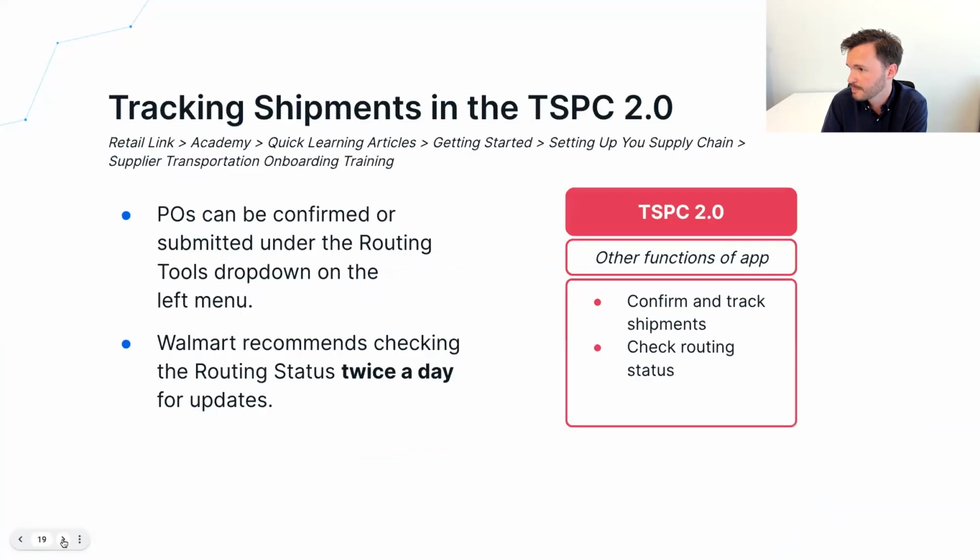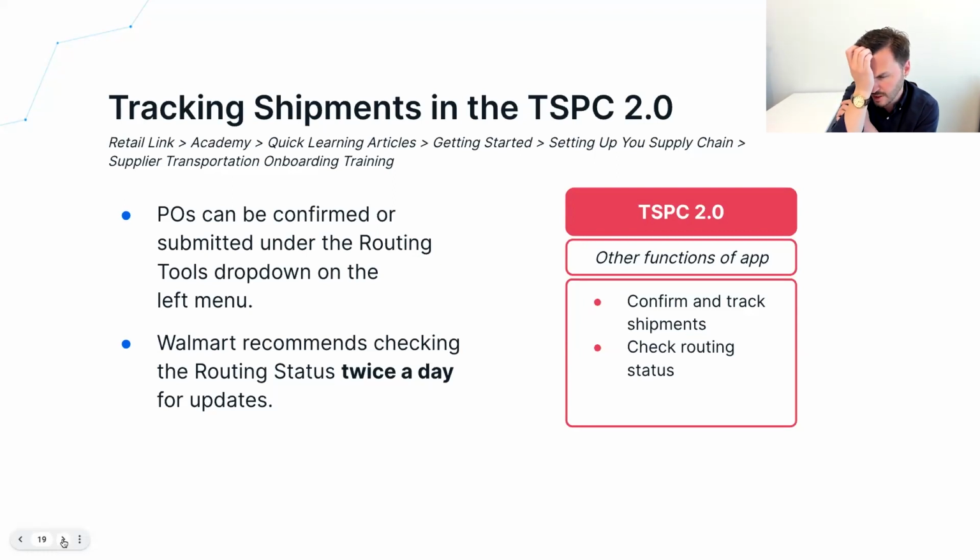Okay, so that's a little bit on ship point creation at a high level. Now we're going to look a little bit into tracking shipments, and this is done in the TSPC 2.0. This 2.0 is only a couple of years old now. I want to say it was maybe 2022 that they released it. But you can learn about it. Their help articles are in the getting started, setting up your supply chain portion of the academy, and then supplier transportation onboard training. So that's where Walmart will unpack through in Retail Links documents more about accessing TSPC 2.0 and getting the most out of it.